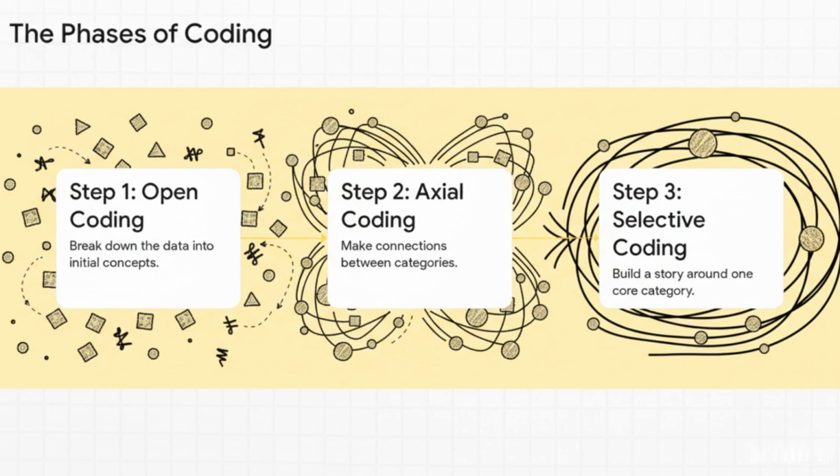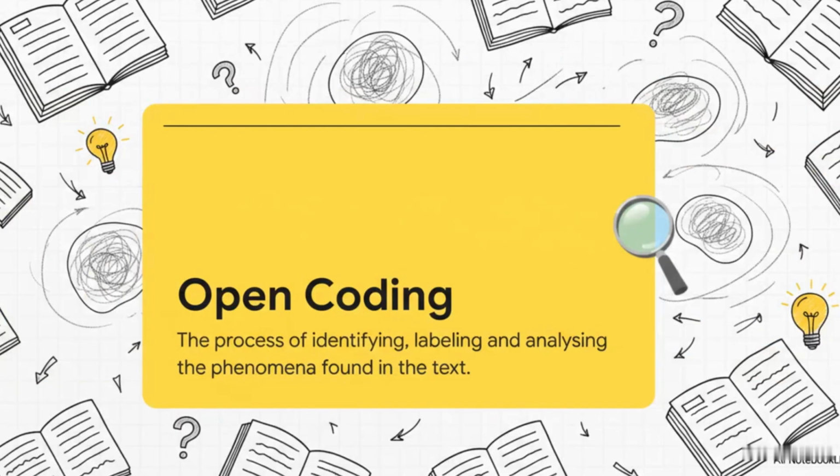You can think of it as a journey, really. You start by breaking down the data, then you start making connections, and finally, you build the whole story. It's all about moving from scattered details to one central, powerful explanation. So, phase one is called open coding. Imagine you're looking at a transcript from an interview about, say, workplace stress.